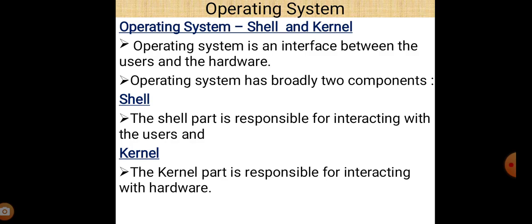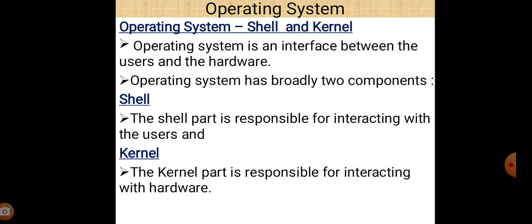So first of all, what is the operating system? Operating system is an interface between the user and the hardware. We know very well that it is an interface between the user and the hardware, and it has broadly two components: shell and kernel. So what is the meaning of shell? The shell part is responsible for interacting with the user.